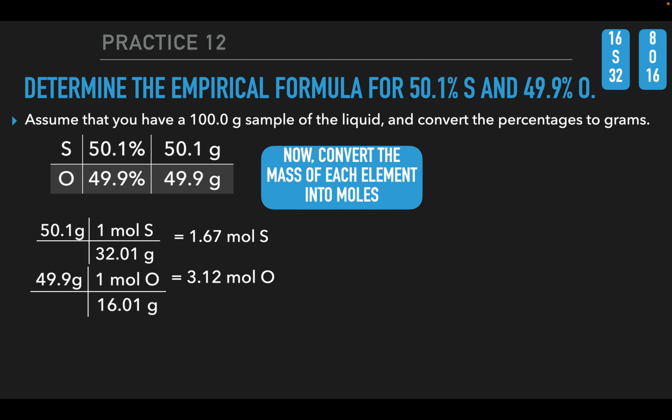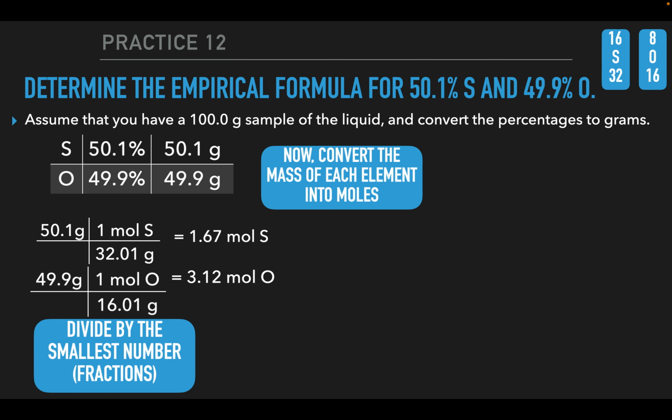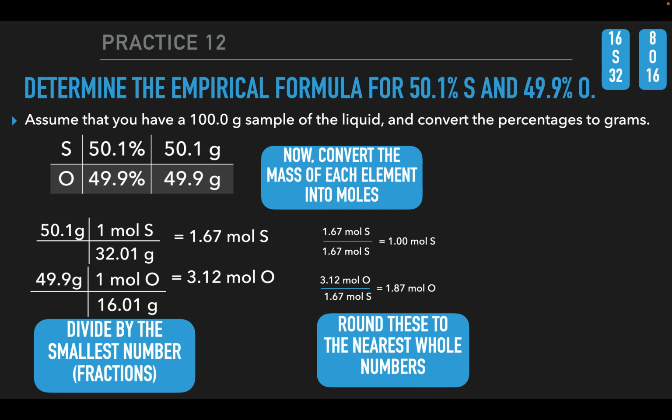Divide each one by 1.67. I'm sorry, I'm writing sloppy. I blame COVID. Anyway, sulfur is going to be 1, and oxygen looks like it's going to be 2. So SO2 is what I'm thinking. I'm pretty sure about that one. Close enough. It's SO2.